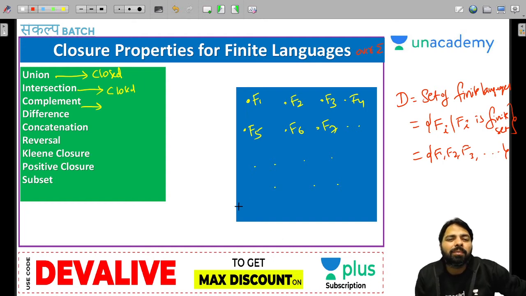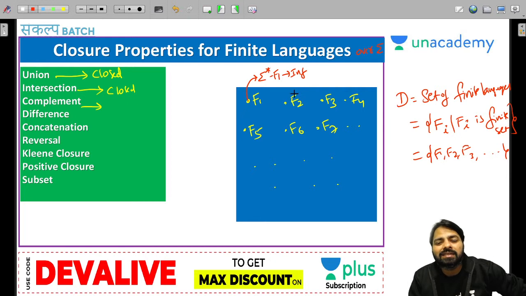Complement of finite: every complement goes outside the domain, guys. If you ask me F1 complement, that is sigma star minus F1, which is infinite. No more finite, guys. That's enough. Every finite goes to infinite here. It is not closed.